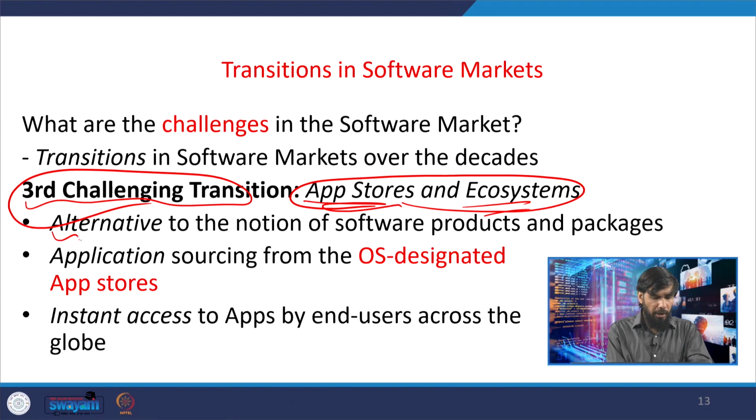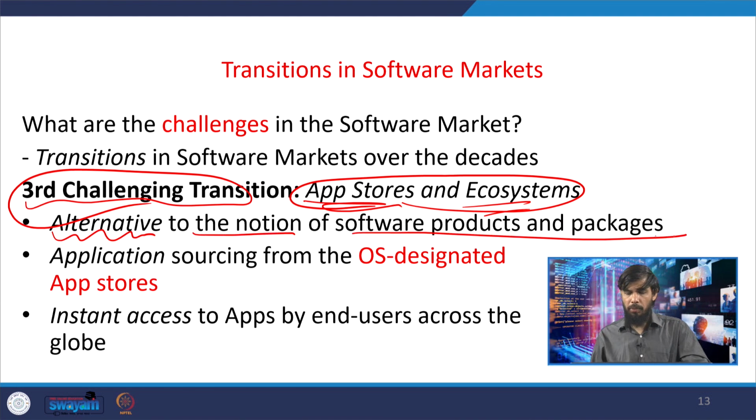These provided an alternative to the notion of software products and packages, which we spoke about in the previous module. One had to get a software product either by downloading it from the vendor's website, or on a CD, DVD or USB, and then install it on our PC. All that changes because of smartphones and the app store. Application sourcing changes significantly and goes to the OS designated app store. You don't have to find the vendor's website, or maintain a CD, DVD or USB for the software.